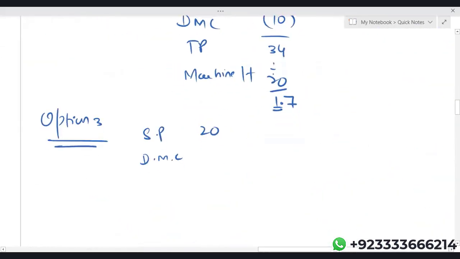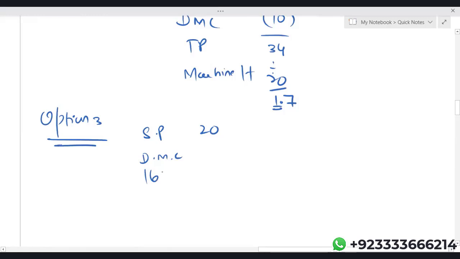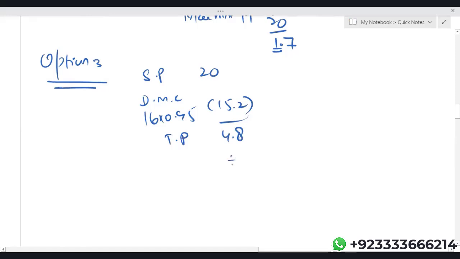Okay. Direct material cost is 16, reduces by 5% means I'll take 95% of 16. 15.2. That will give me the throughput of 4.8. And bottleneck is 2.5 hours. I'm getting 1.92. A return per factory hour, I'm getting 1.92.